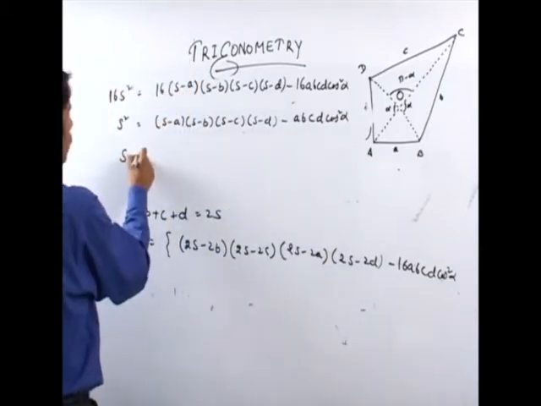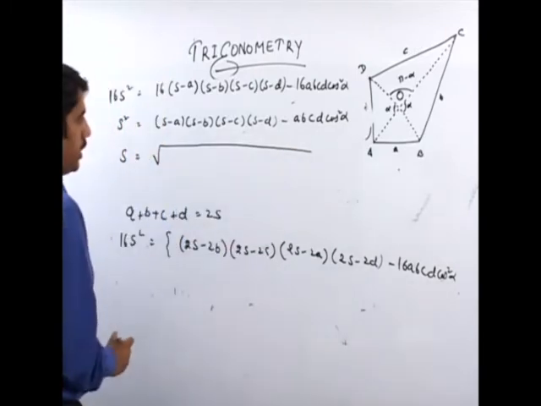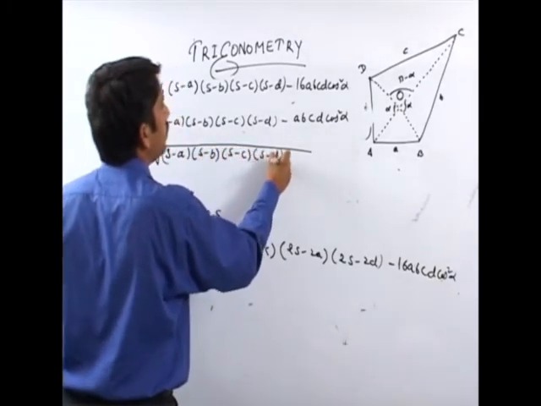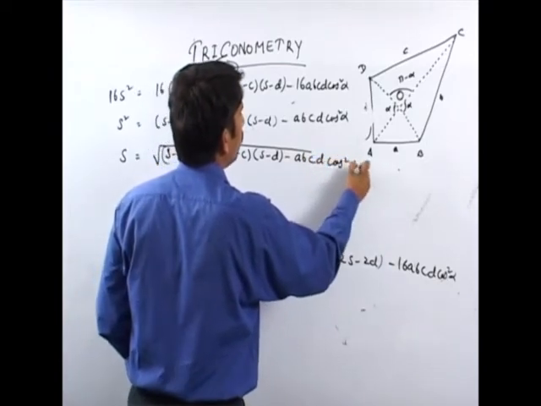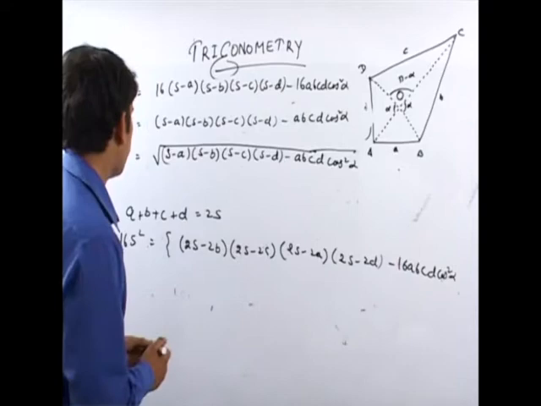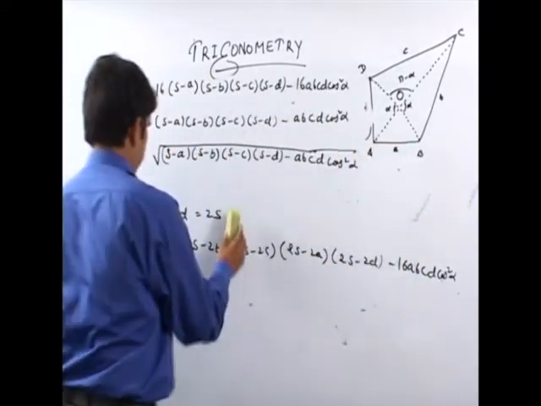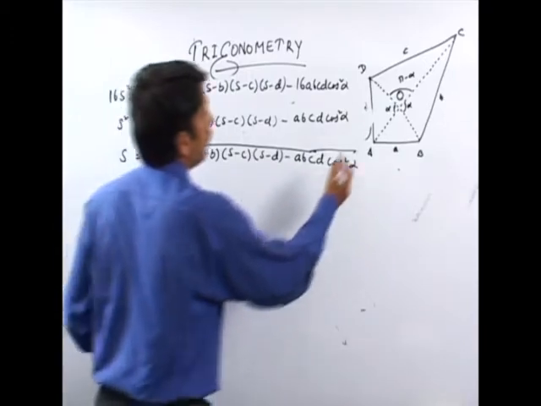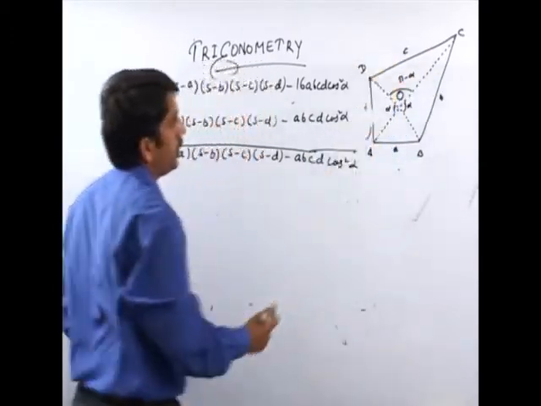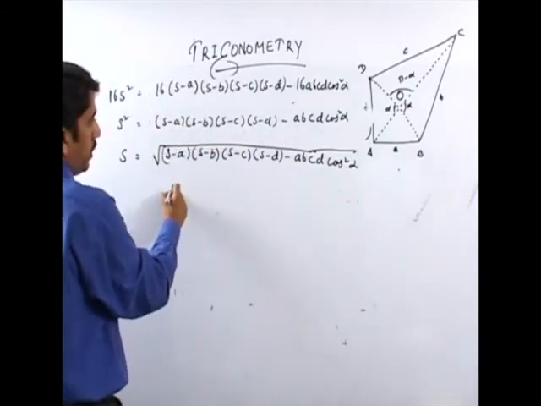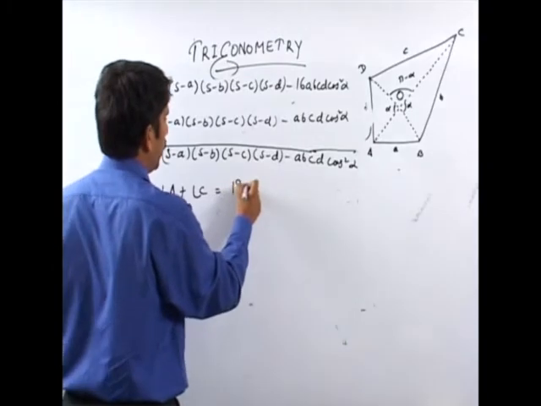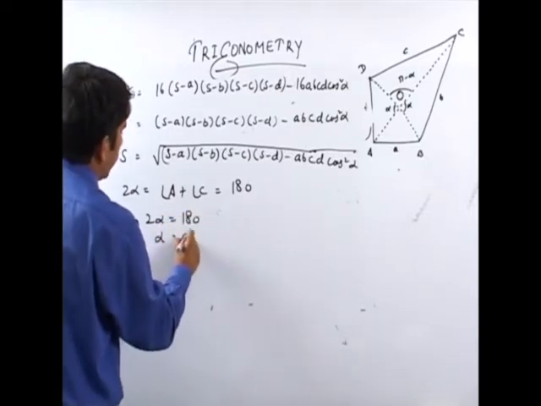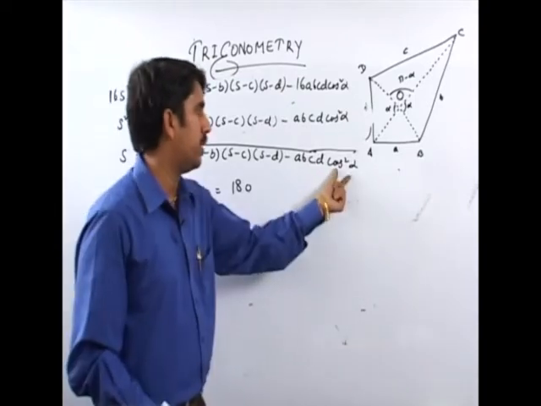And this will be equal to s is equal to under the root, taking positive root only because area should be positive. So you will get under the root (s minus a)(s minus b)(s minus c)(s minus d) minus abcd cos square alpha. Now suppose this quadrilateral is a cyclic quadrilateral, then we know that opposite angles sum to 180 degrees. Therefore, angle A plus angle C will be equal to 180. And since we have taken this as 2 alpha, therefore 2 alpha will be equal to 180 and alpha will be equal to 90 degrees. And if you put cos 90 here, this will become 0.